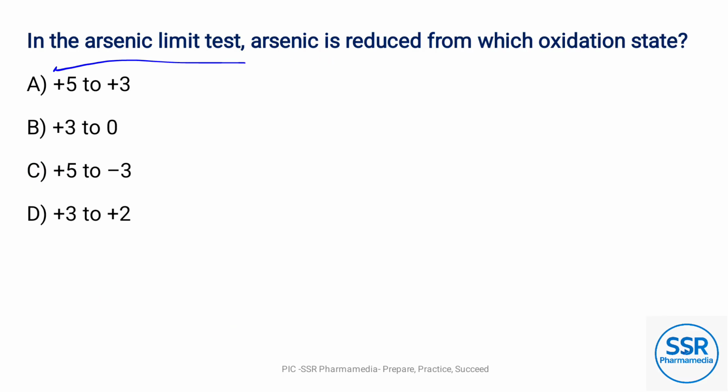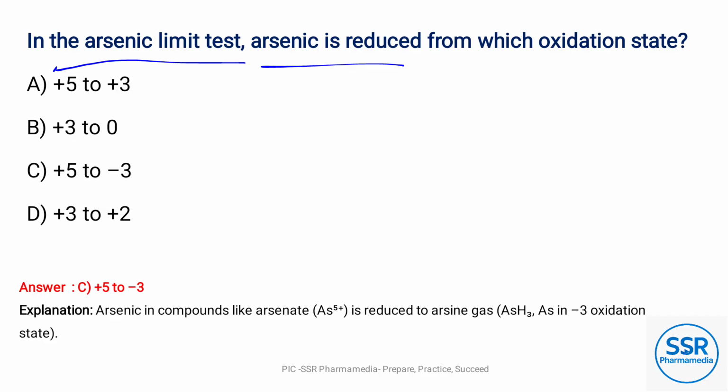In the arsenic limit test, arsenic is reduced from which oxidation state? The answer is option C, +5 to -3. Arsenic in compounds like arsenate, As5+, is reduced to arsine gas, AsH3, in the -3 oxidation state.